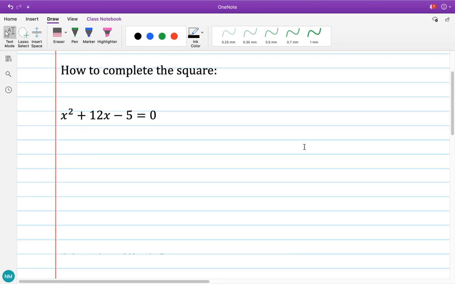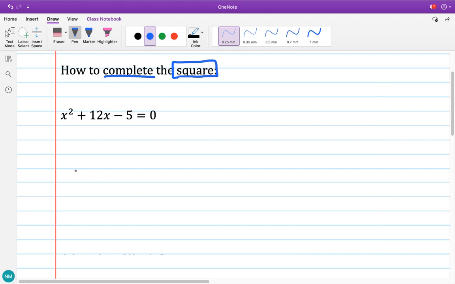Okay, so how do we complete the square? I'm going to do some basic examples, and then one more difficult example. So your goal, this is called completing the square. This is your key here.